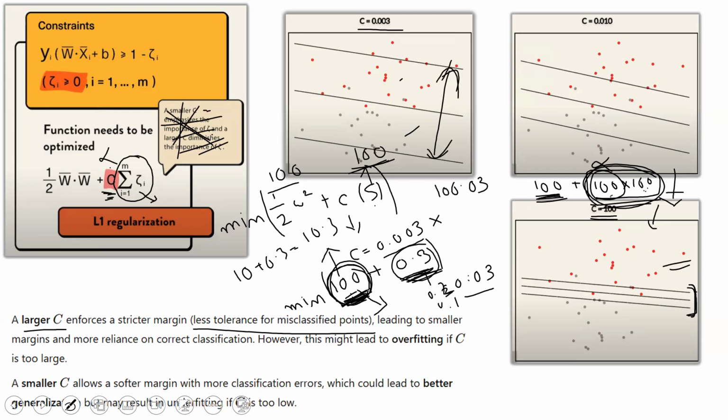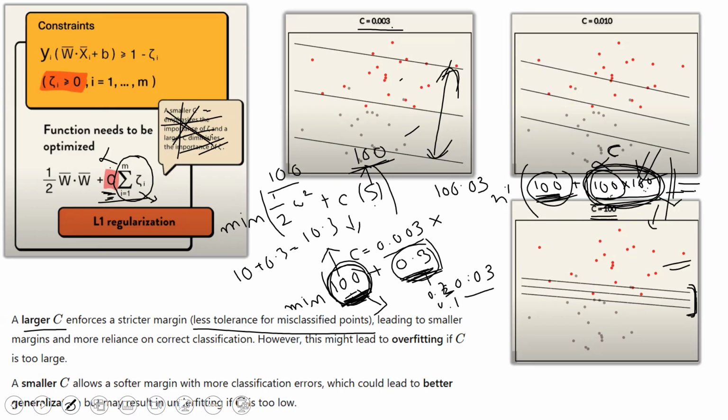More emphasis is given to minimize this. That means more margins. There is no confusion. When C is large, here C is large, here C is less. When C is large, this value is getting large. So minimizing this value is nothing but minimizing this, not minimizing. Even if you're minimizing this, the overall value will not be greatly impacted.